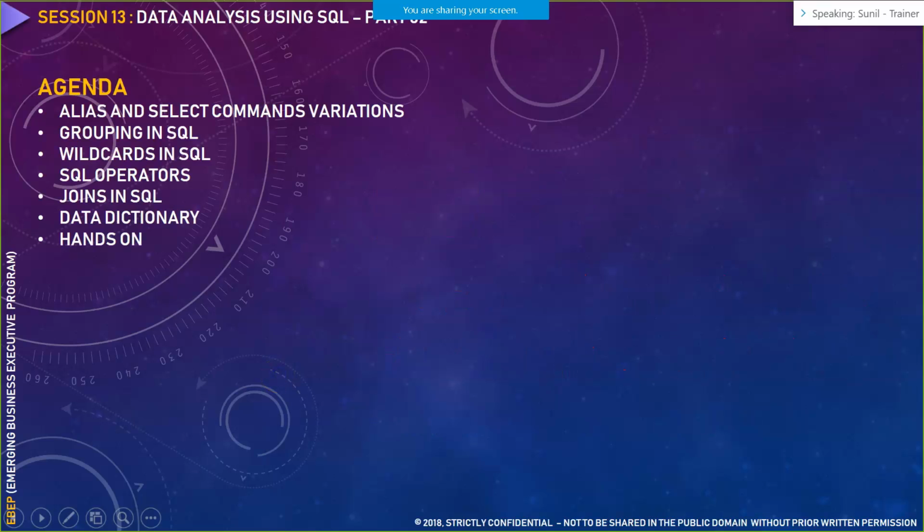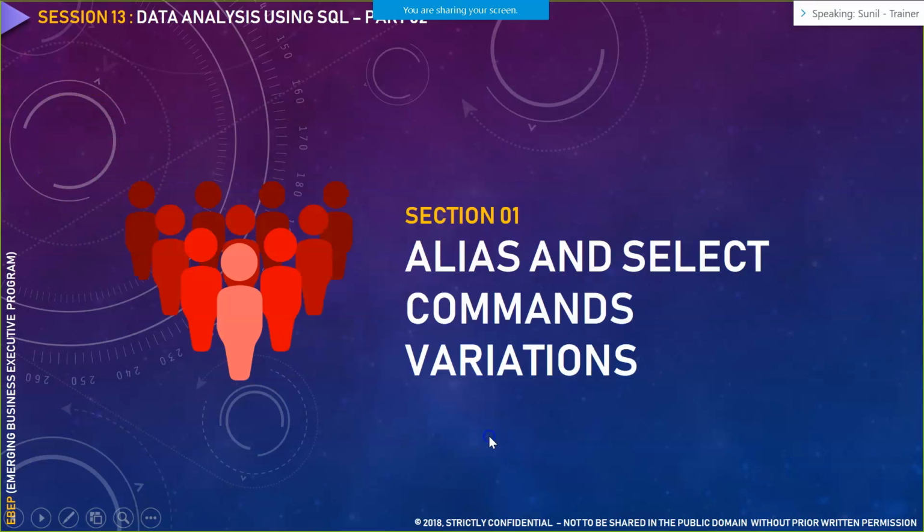So today we are going to understand what alias and select command variations in SQL are, what grouping in SQL is, what wildcards in SQL are, what SQL operators are, and joins in SQL. Data dictionary I have already shown you in yesterday's session, and we will do some hands-on. So to start with, what are alias and select command in SQL?